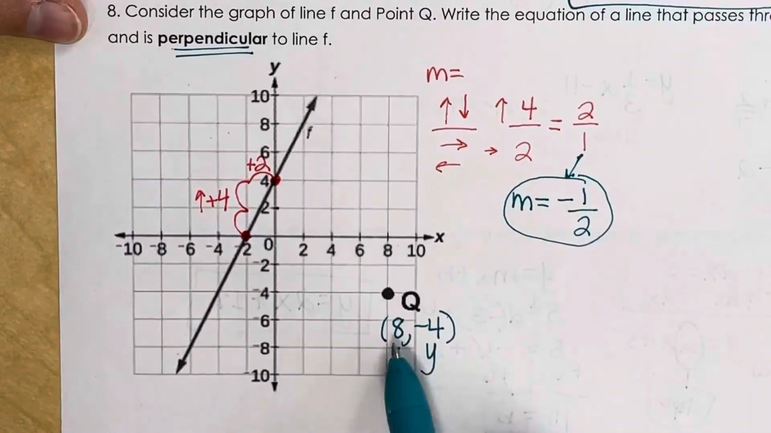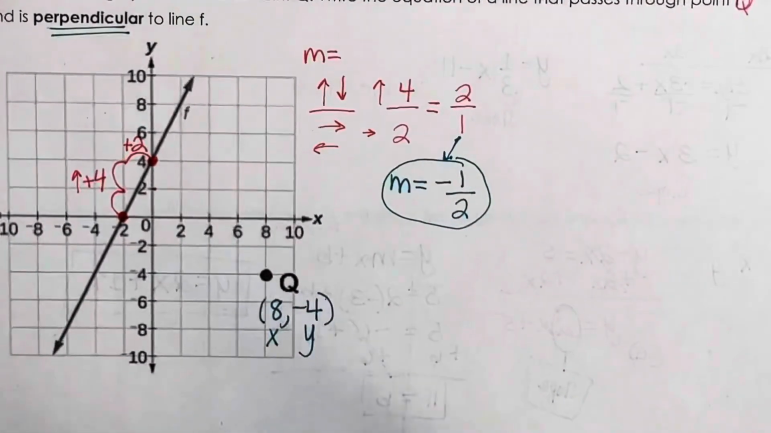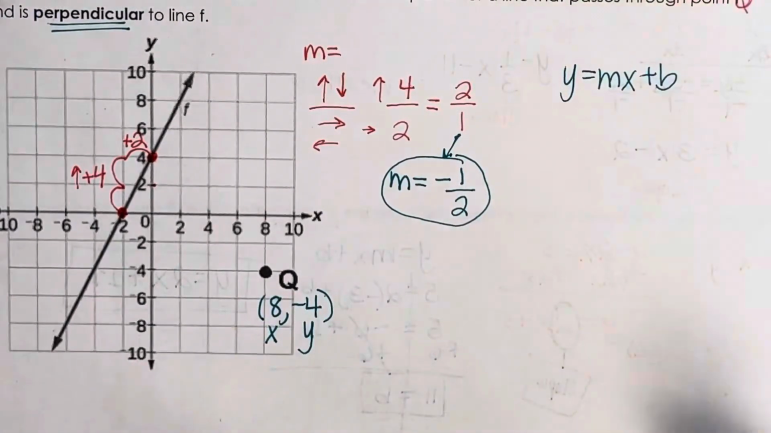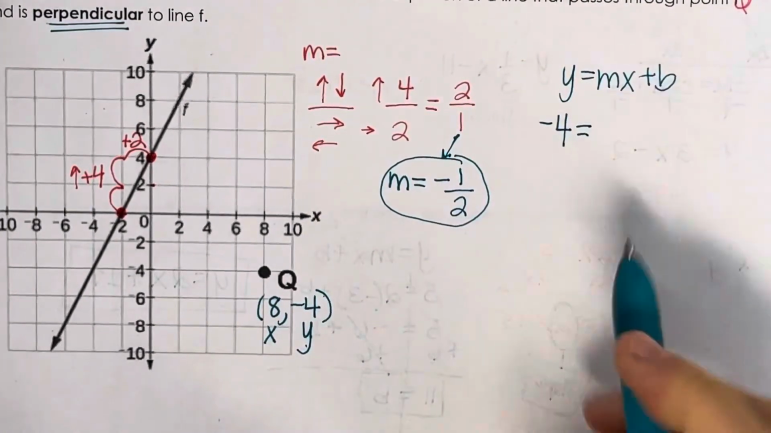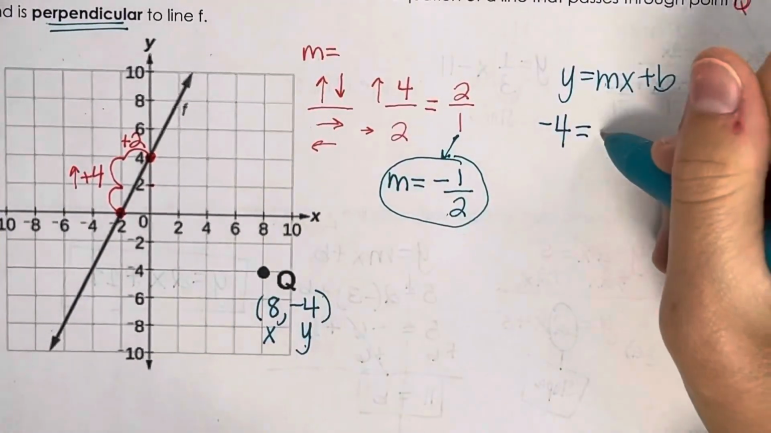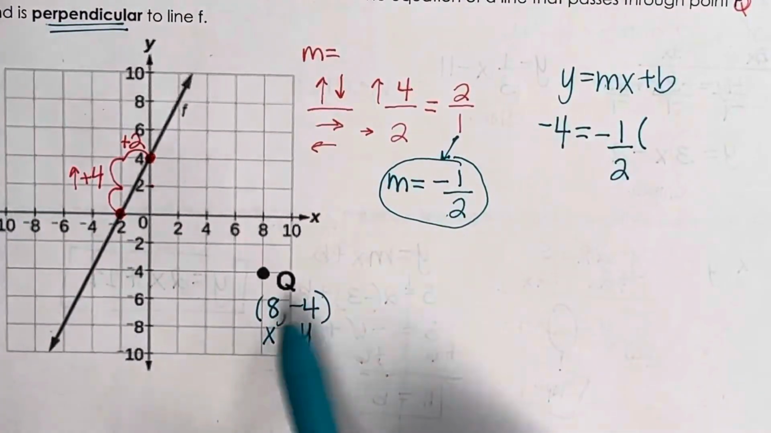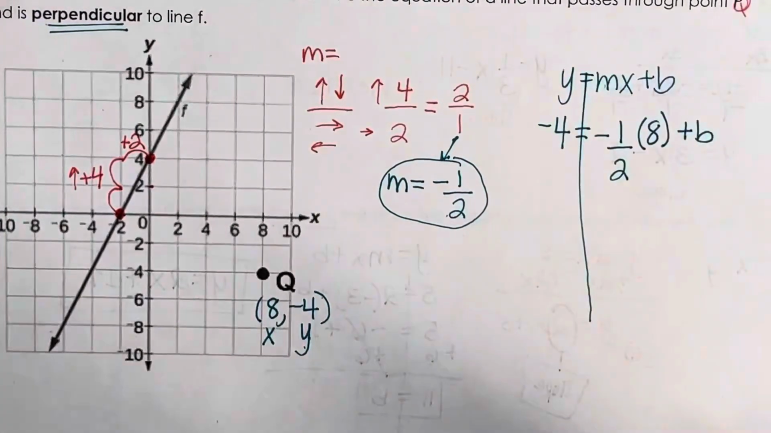I've got my m, my x, my y. I'm going to plug it into the equation, y equals mx plus b, and solve for b. So my y value is -4. My m value, be careful, is -1/2. My x value is 8, and then I put plus b to solve for b.